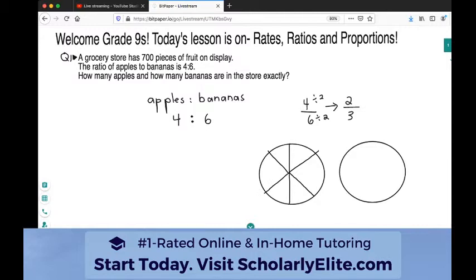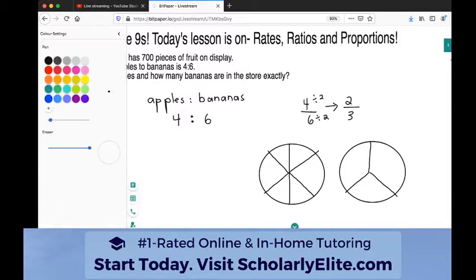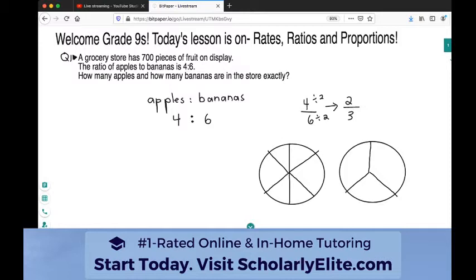And I'm going to split this one into 3 pieces. So let us break down how this works. I'm just going to change my pen color here so that we can see. So in the 4 to 6 ratio, pretend that these slices are perfectly equal because that's part of the issue. So let's say 1, 2, 3, 4 pieces are filled in here.